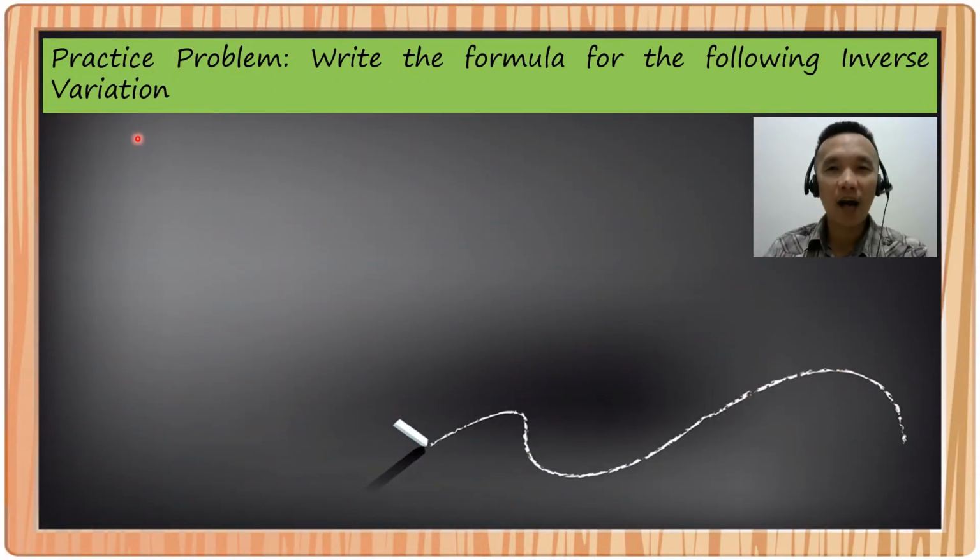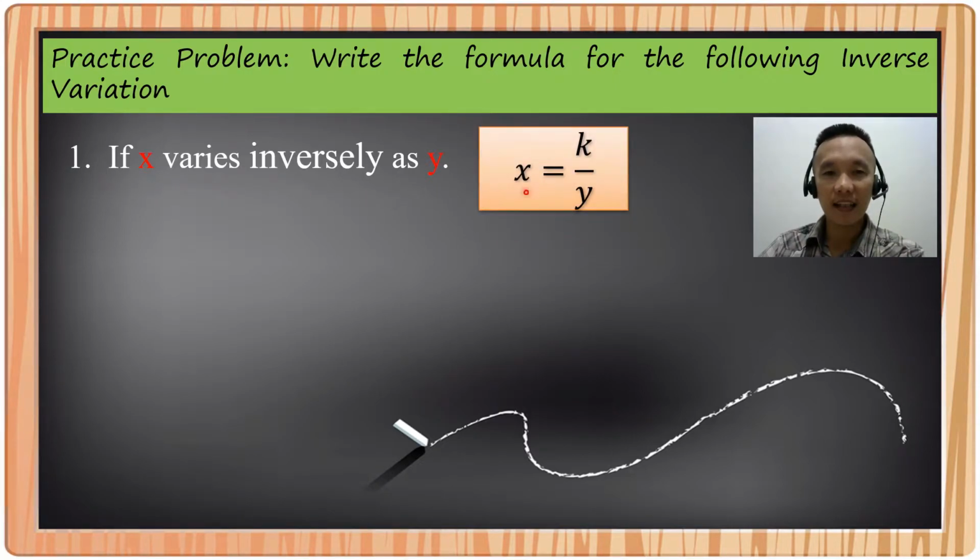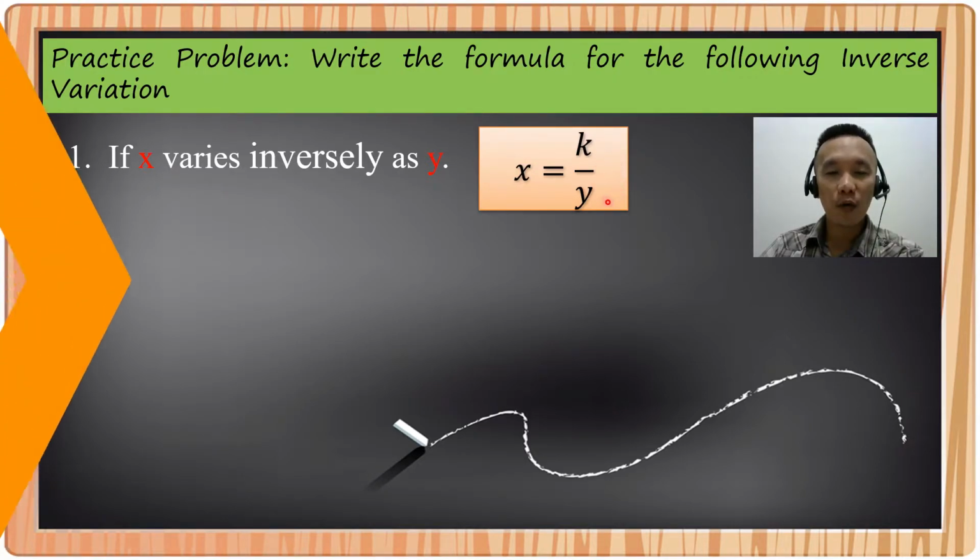So let us now have an example. We are going first to write the formula of the following. Let's have number 1. If x varies inversely as y. If you remember on the previous slide, if we have this statement, we can simply write it as x equal to k over y.